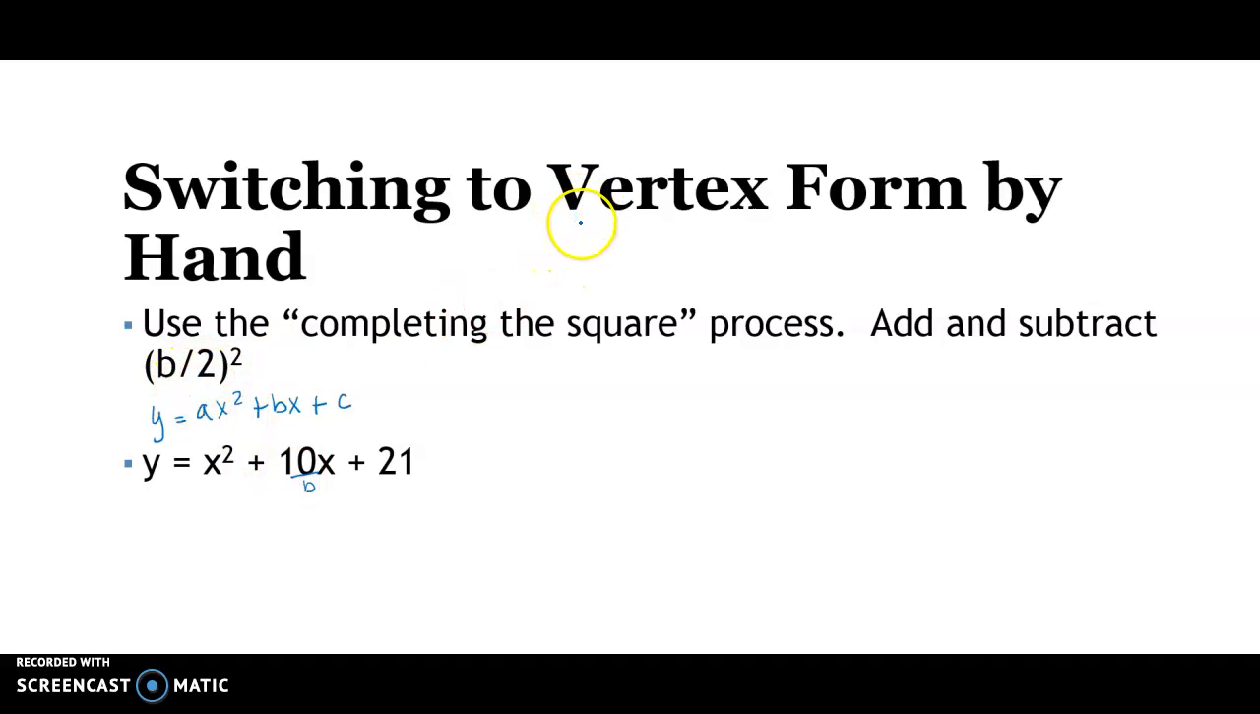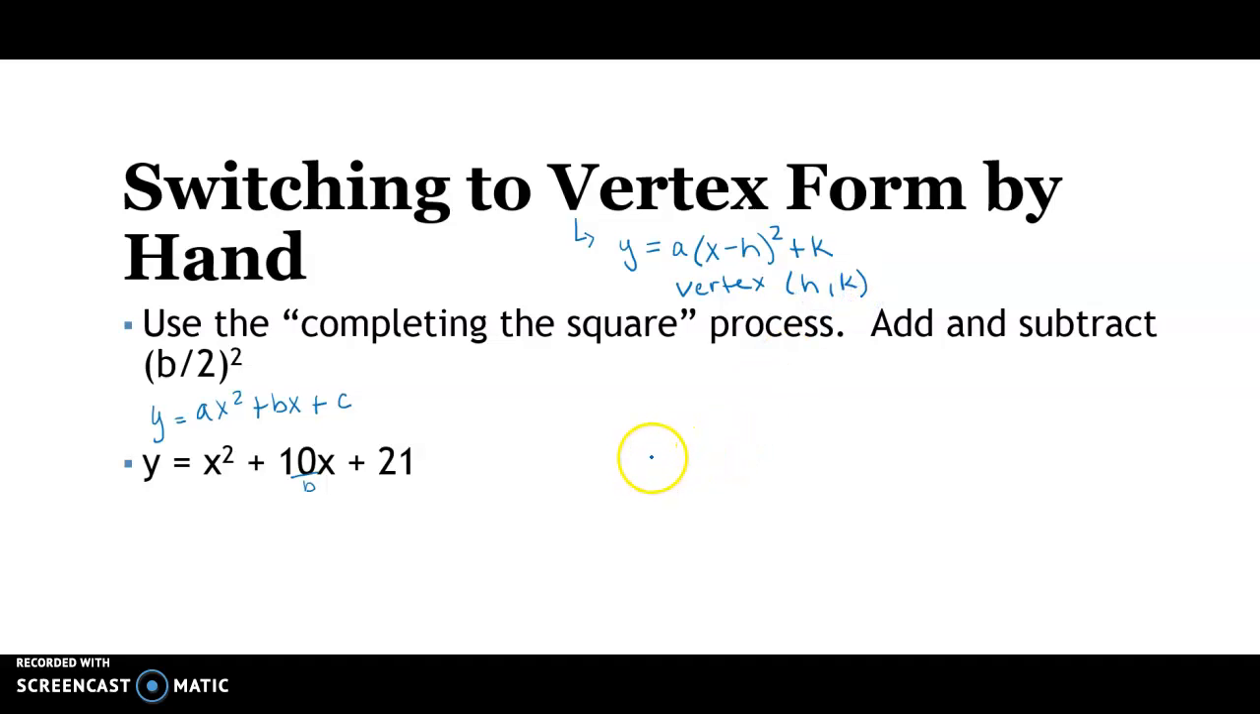Switching to vertex form is the form that makes the vertex very obvious. So y equals a, the quantity x minus h squared, plus k. And in this, the vertex is the ordered pair (h, k).